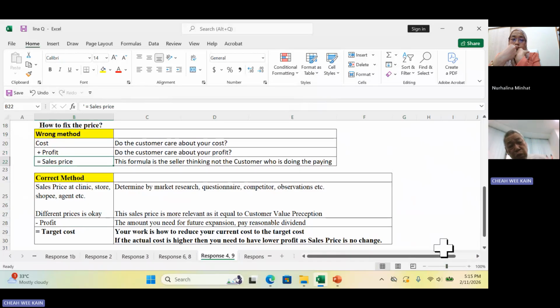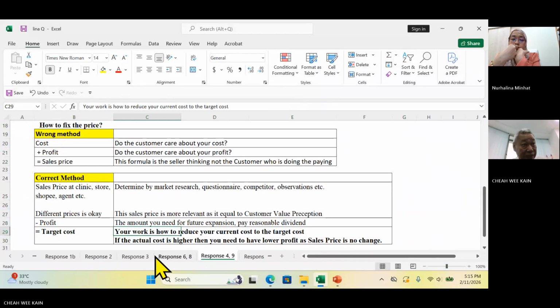So if that's the case, we work from the very beginning. The price minus the profit that you want, then this is the target cost. Your job is to reduce your current cost to the target cost. That's the key of running business. Why do many companies close down? It's because of this method.